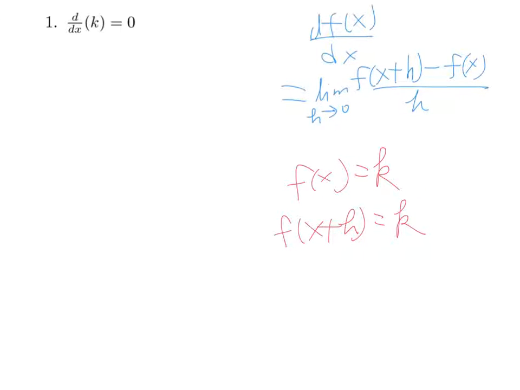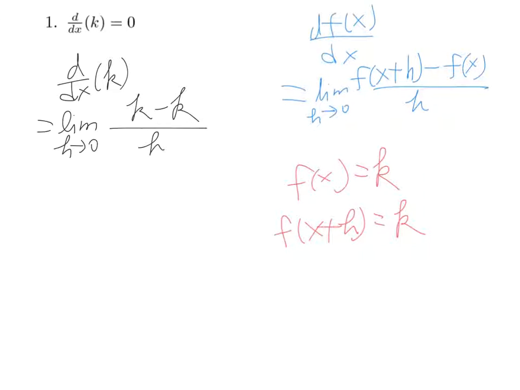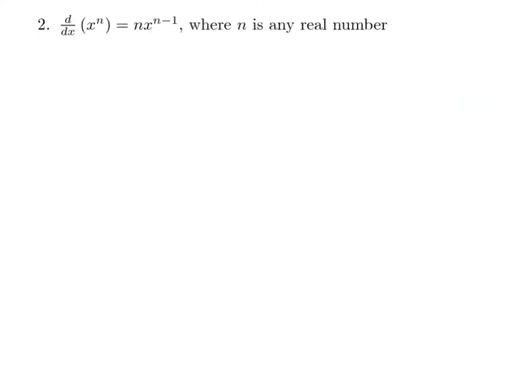Because this is a constant function, no matter what the value of x is, the function value is always equal to k. So by definition, dk over dx is the limit of k minus k over h as h tends to 0. But k minus k is 0, so the limit is 0. This proves that dk over dx is equal to 0.